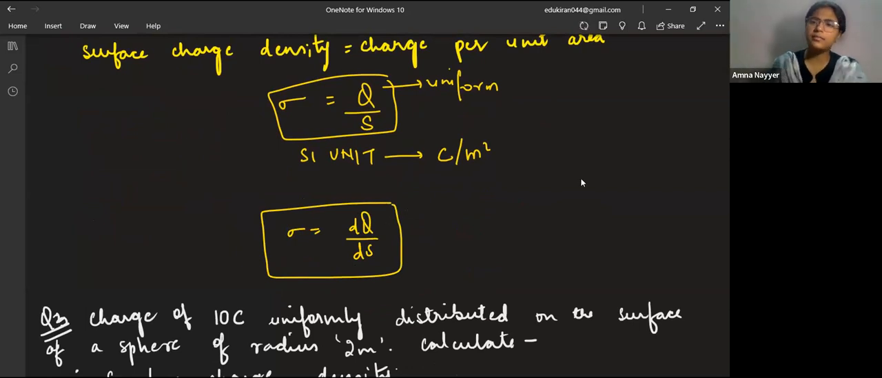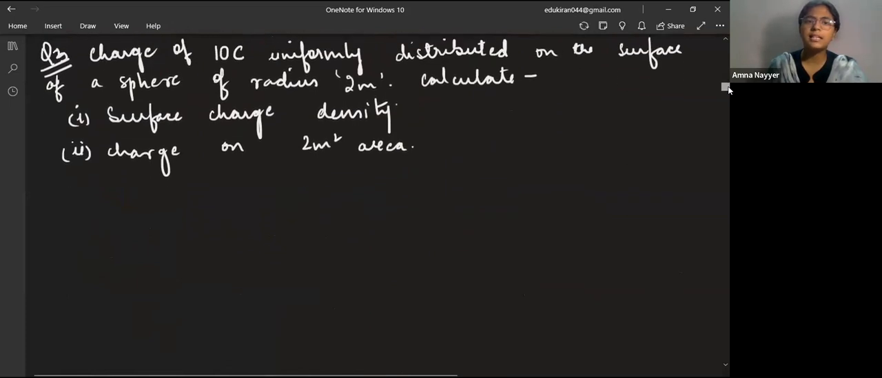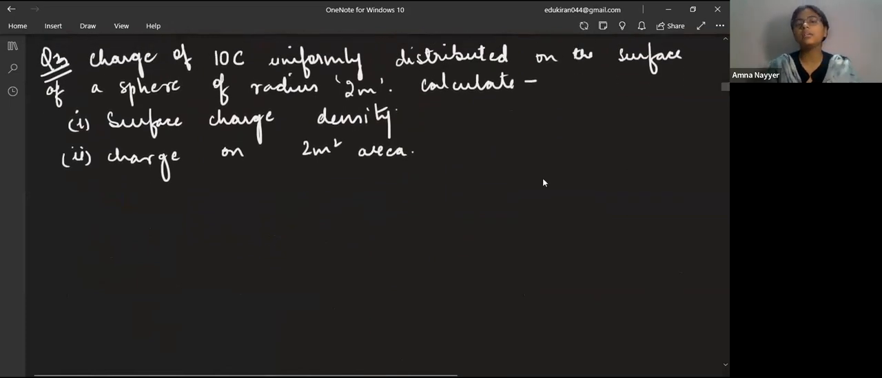Now, let us see one easy question so that we are familiar with the formula. This says that a charge of 10 coulomb is uniformly distributed on the surface of a sphere of radius 2 meter.